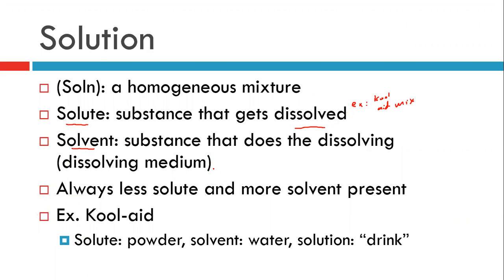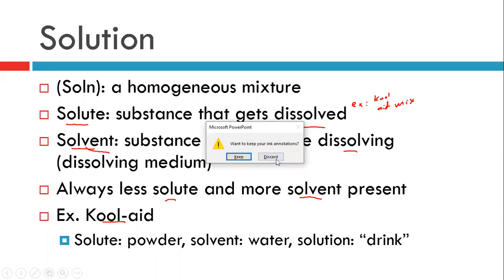Most of the time, at least in chemistry, water is going to be the solvent, but you can also mix in other molecules in a non-polar solution. Just know that the solute is what you're adding. There could be more than one thing getting added. The solvent is the substance that does the dissolving. There's always going to be less solute and more solvent present. Otherwise, you get into what's known as a saturated solution. We'll get into that.